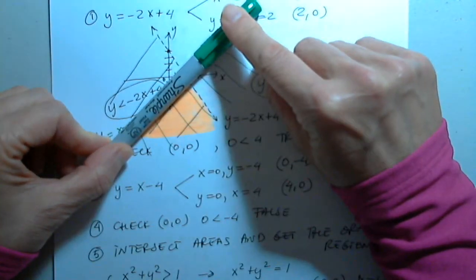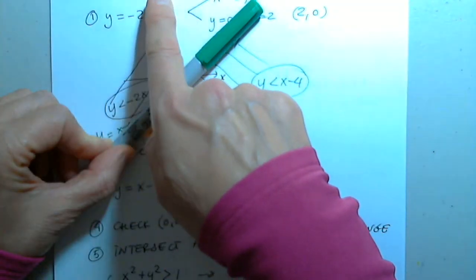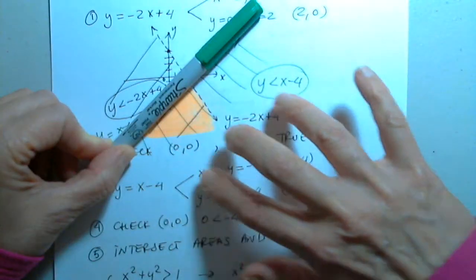I graph. At this point, I stop. I plug in 0, 0. But 0 is not less than -4. So I cannot shade in the area with 0. I have to shade in the opposite.